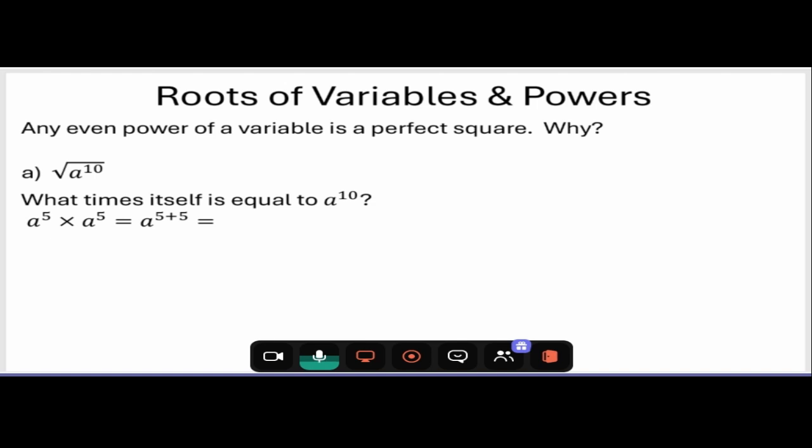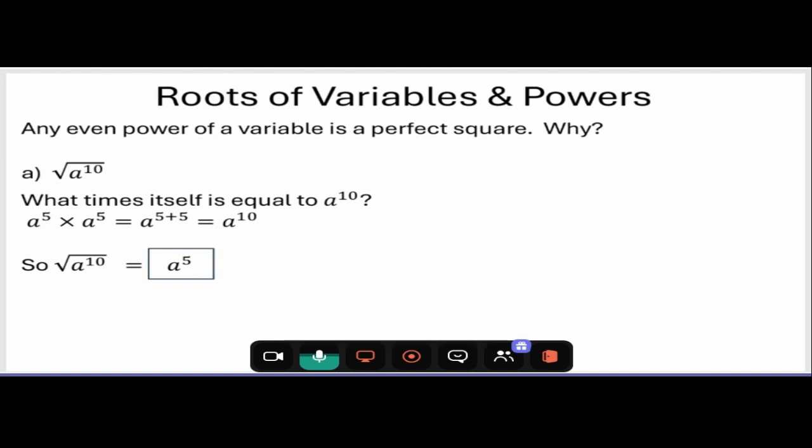That's right, we add them. And what is 5 plus 5? It is 10. So actually, there is something that multiplies by itself to give a to the power of 10. That something is a to the power of 5. When you multiply a to the power of 5 by itself, it becomes a to the power of 10. So therefore, the square root of a to the 10 is a perfect square, and its square root is a to the power of 5.